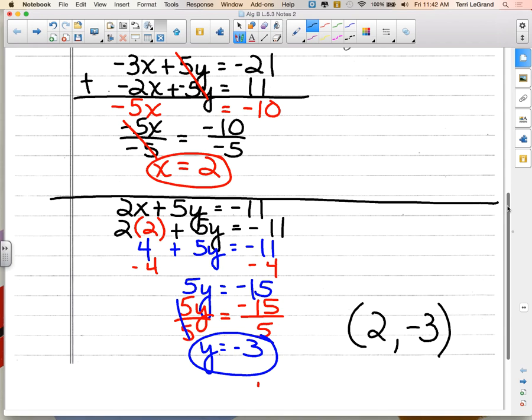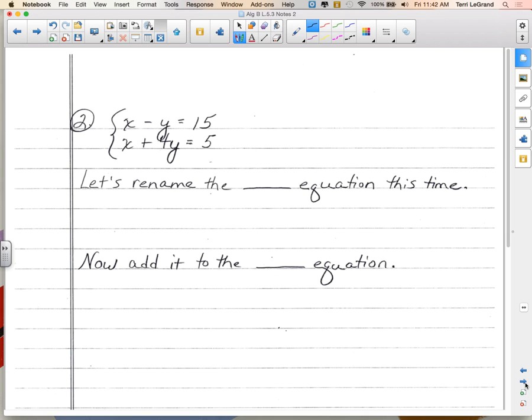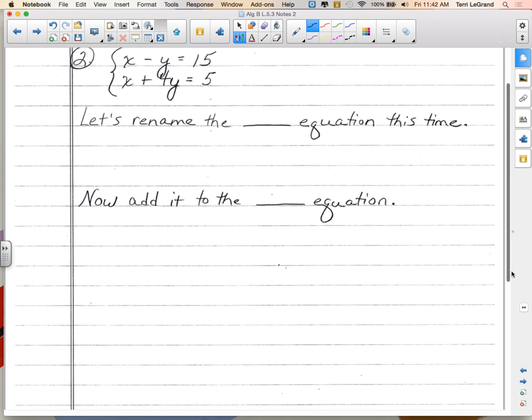Okay, you go to the back and you decide what you're going to do all by yourself. Which equation are you going to rename? It says, let's rename. You can change that to I am going to rename. You don't have to write that, but you decide. Write down which equation you're going to rename.